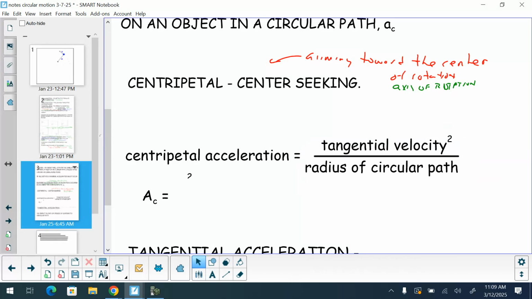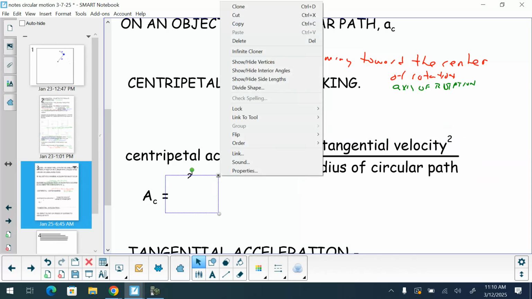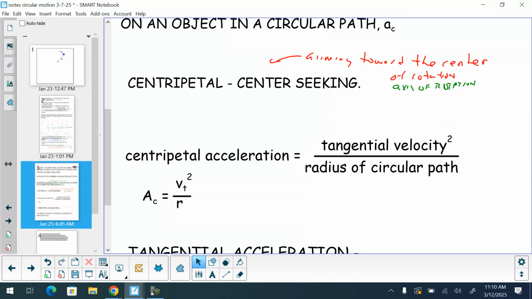And how we can calculate the centripetal acceleration is your tangential velocity squared divided by the radius of the circular path. Your tangential velocity squared divided by the radius of the circular path, which is Vt squared divided by r.